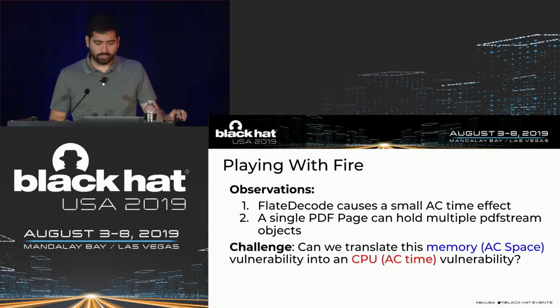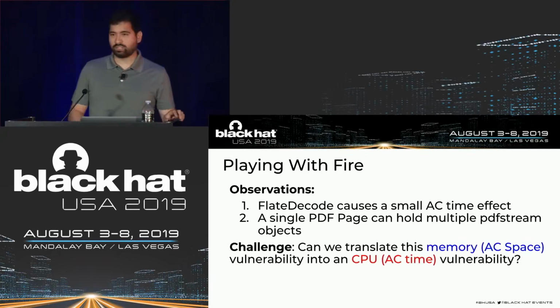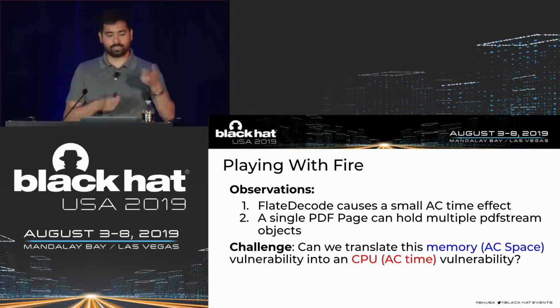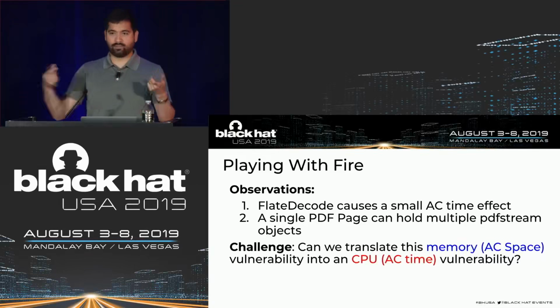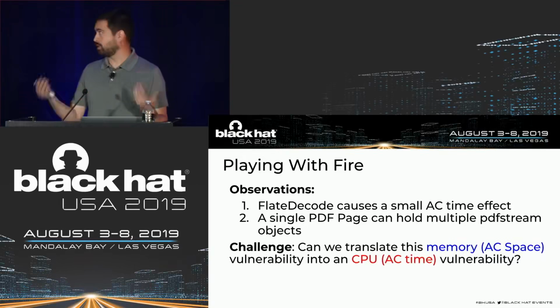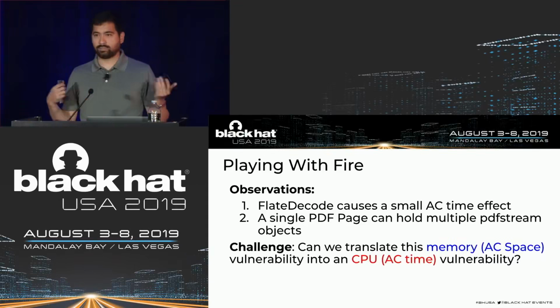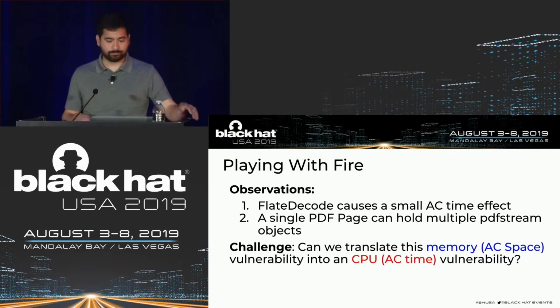So our idea was maybe there's a way for us to put a bunch of small decompression bombs into a single PDF, have them loaded one after another and cause some sustained time effect, right? Have each one of those bombs take a little bit of time and then have a bunch of them cumulatively cause a large time effect. So how can we translate this AC space attack into an AC time attack?